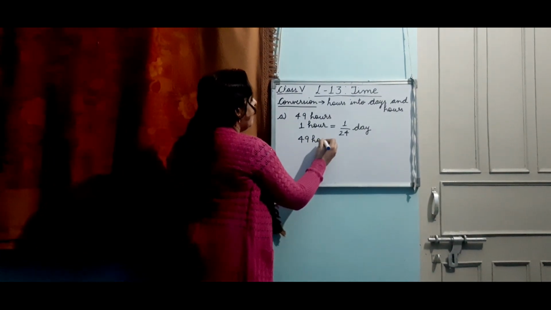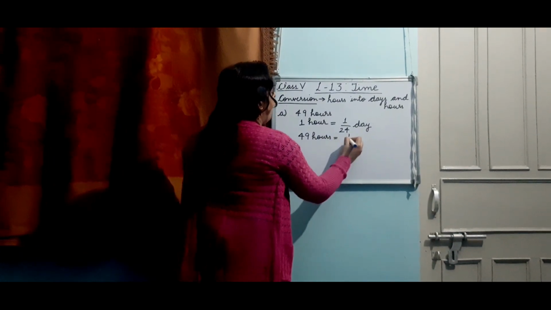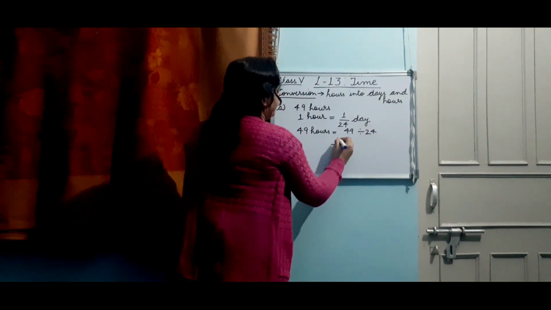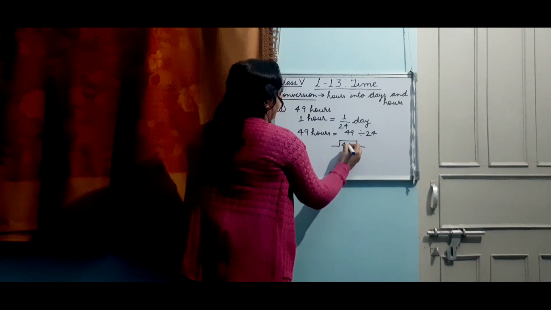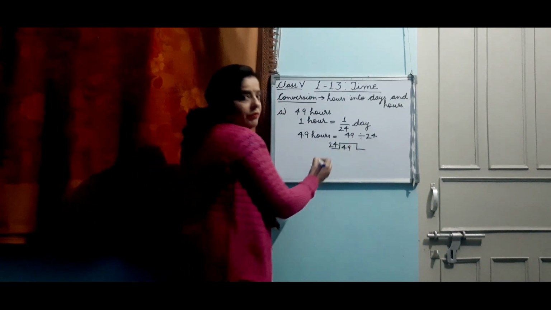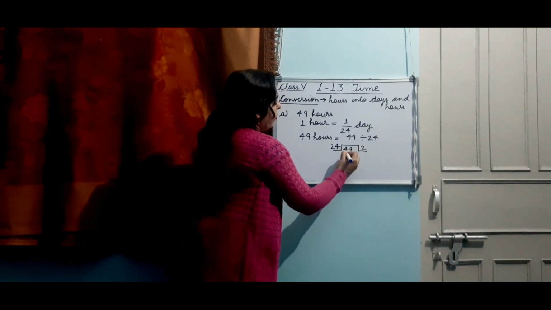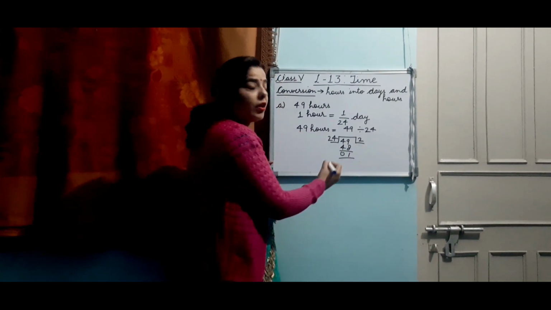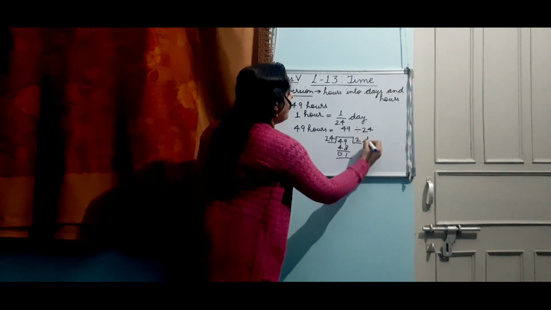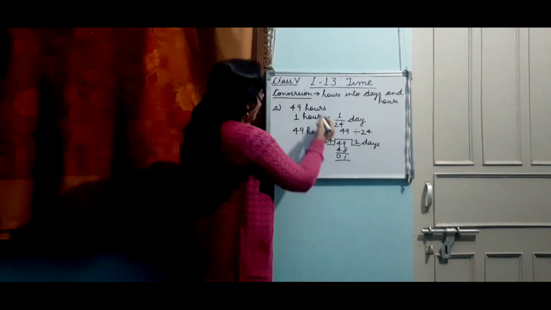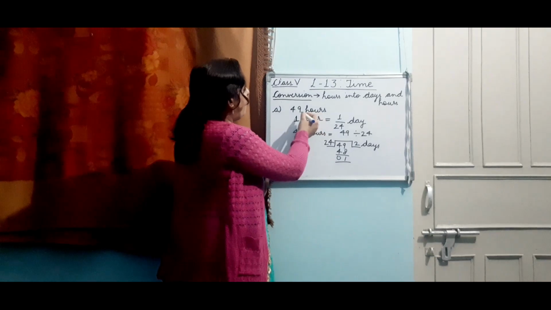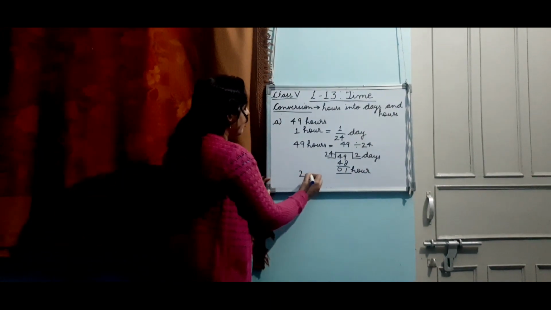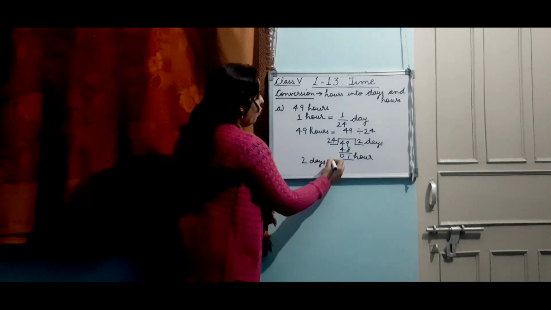We will divide 49 hours by 24. And after division, what do we get? We get quotient and remainder. So here also we will get quotient and remainder. Now you can see whatever is the quotient, that is changed into days, and whatever is the remainder, that remains the same unit which was there in the question. So it will remain 1 hour. So what is your final answer? 2 days, 1 hour.